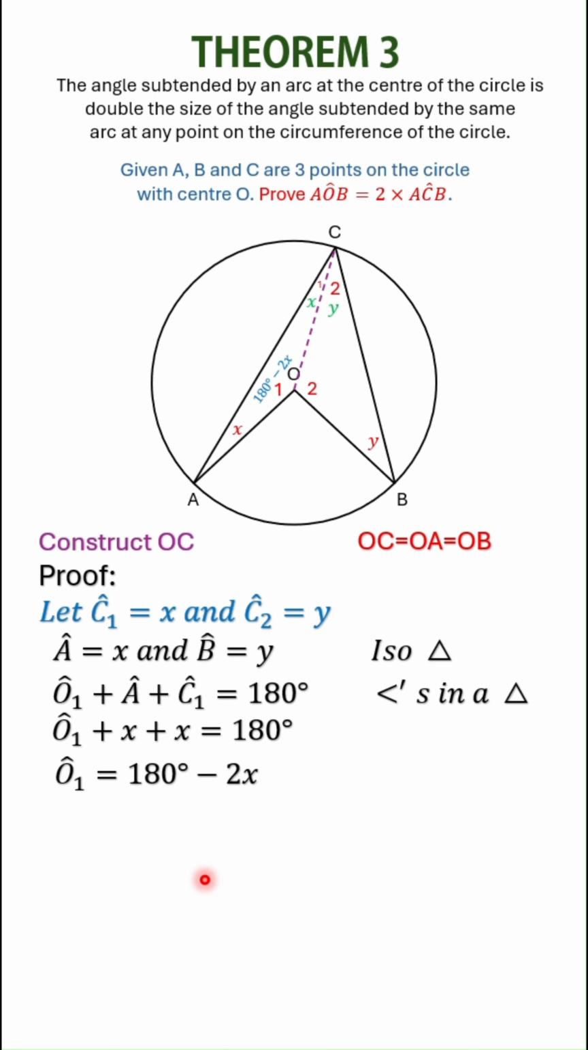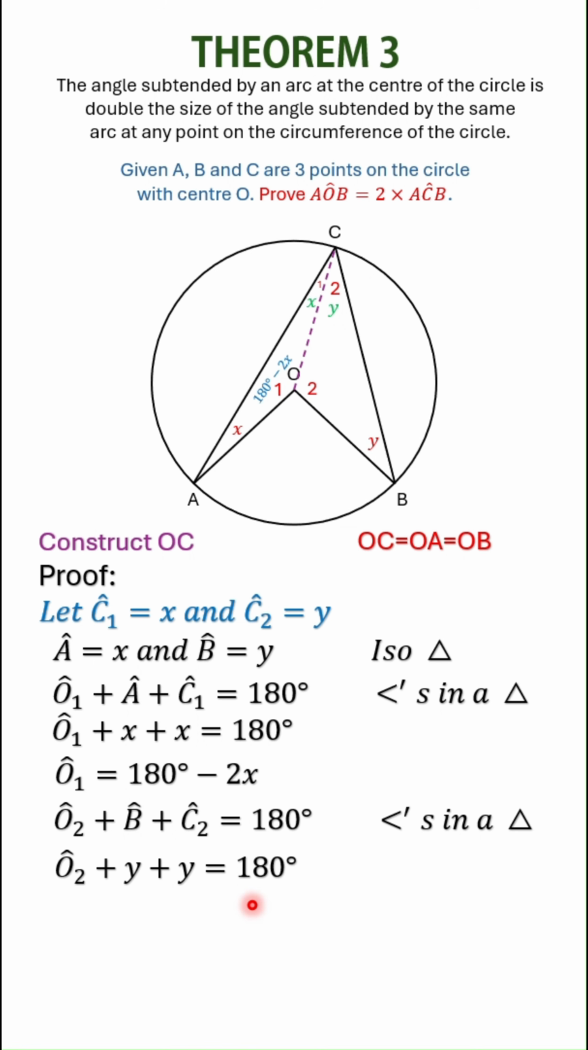Similarly, the very same thing will happen if we want to determine the value of O2. Looking at the triangle OCB, we would state that O2 plus B plus C2 is equal to 180 degrees. Those are angles inside a triangle. They are supplementary. Substituting the angle of B as y and the angle of C2 as y, we would get that the angle of O2 is equal to 180 minus 2y.